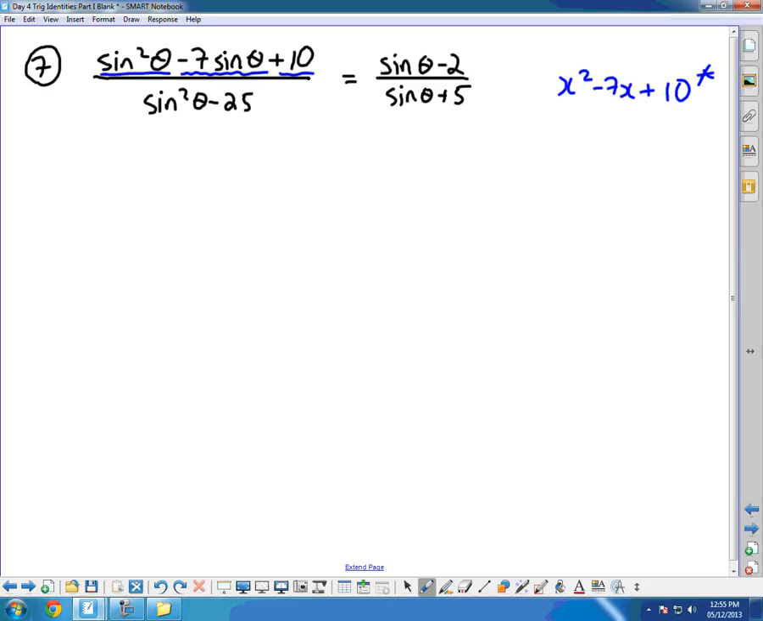Two numbers multiply to 10 and add to negative 7. So that's (x − 5)(x − 2). This is the scrap work I'm doing off to the side, but now I'm going to go back and replace it. First things first, left side and right side, so I've got to recopy the question.